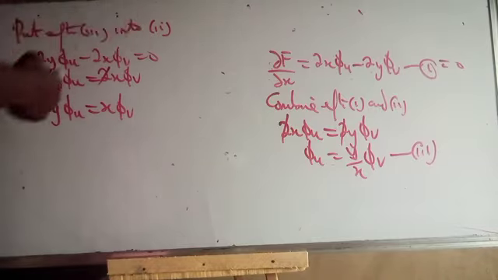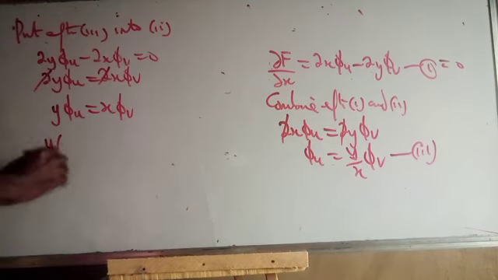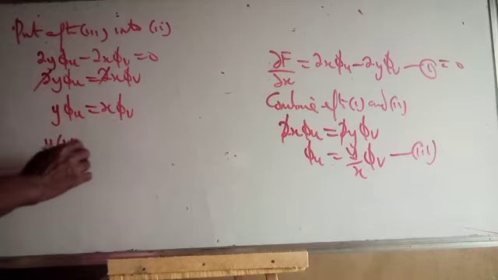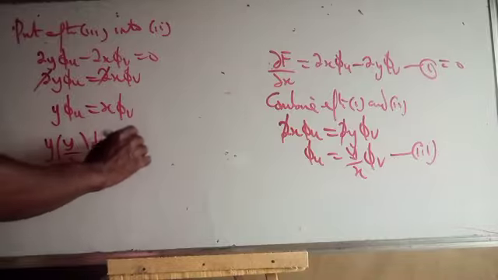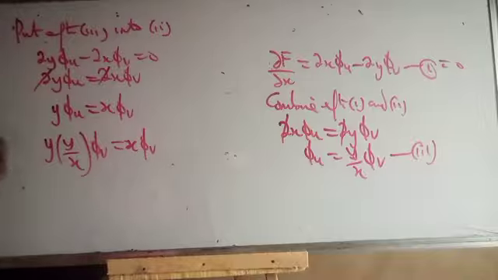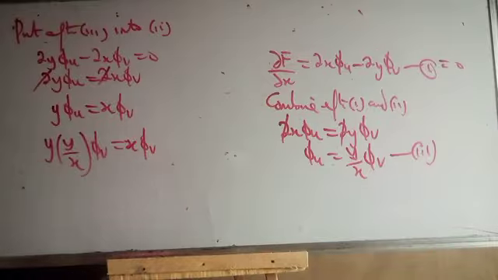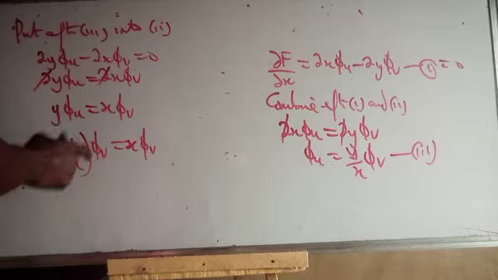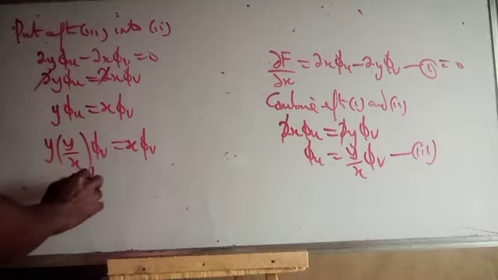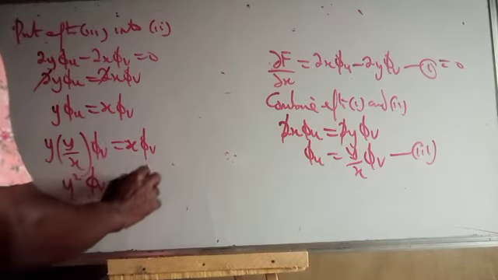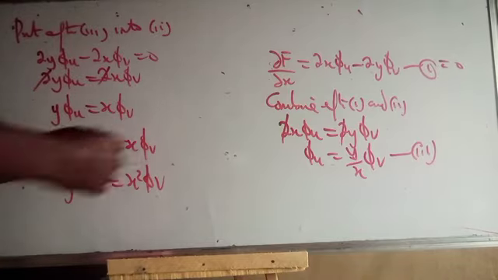So now putting 3 into 2, wherever we see phi u, we put this there. So now we have y times y over x phi v is equal to x phi v. I hope you understand this, because my phi u is now y over x phi v. That's what I did there. If I expand this now, I will have y squared phi v, and cross multiplying, is equal to x squared phi v. Beautiful. So now you can see that phi v is common.